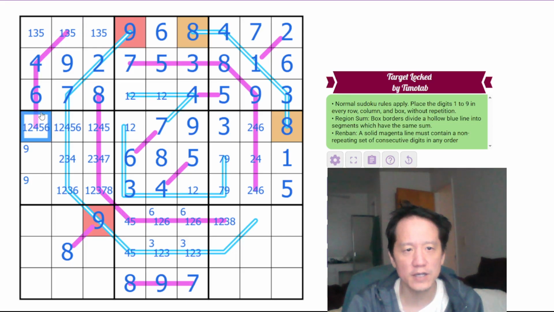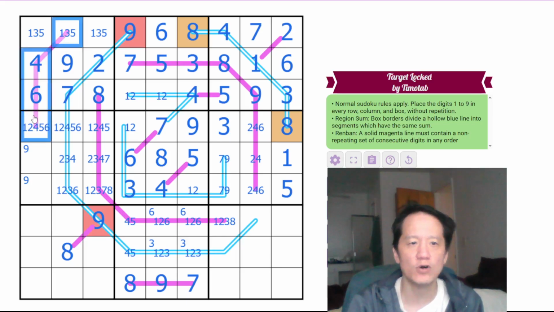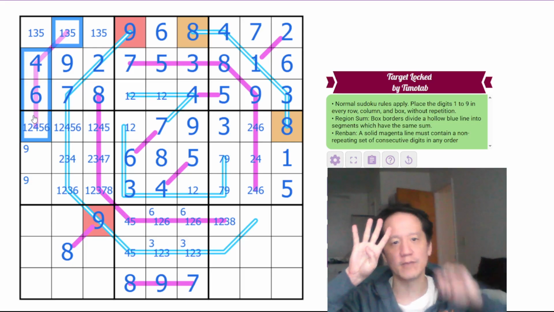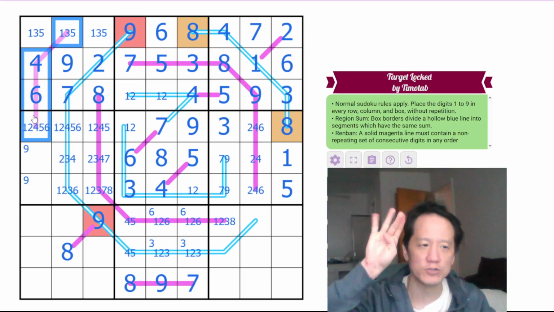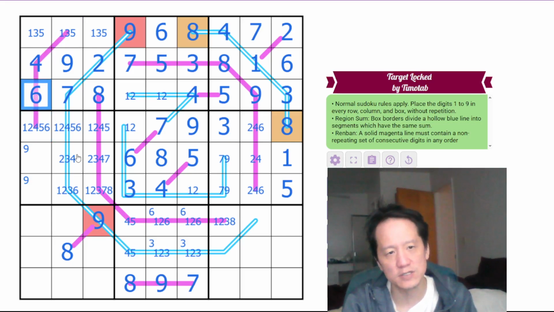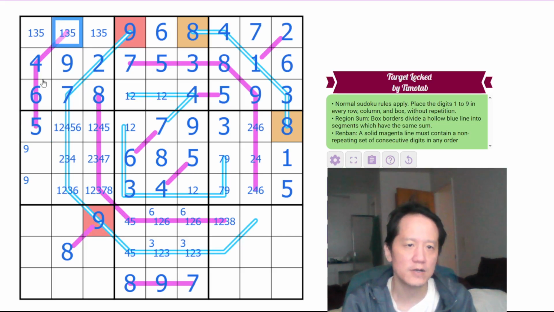Again, 1 and 2 cannot be on this Renban because the only Renban for a 4 length that can include a 1 is 1, 2, 3, 4. And 2 requires 2, 3, 4, 5 at maximum, and this was 6 at least. So this cannot be 1, cannot be 2, can't be 4 or 6, so this must be 5, which forces this to not be 5 or 1, because 1 is not valid again, so this must be 3.